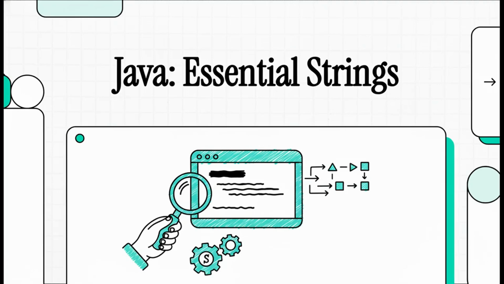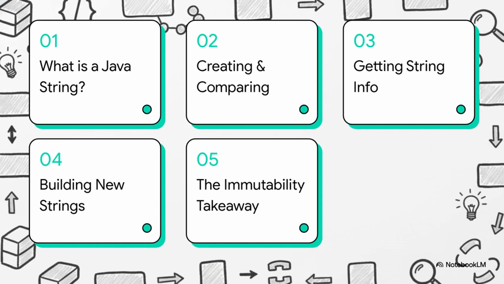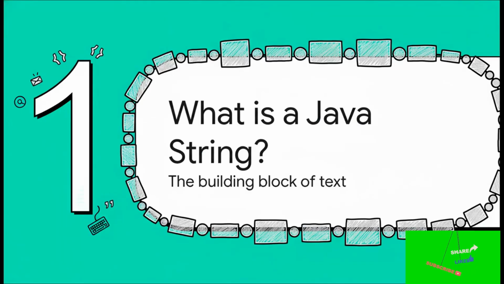All right, welcome to our explainer on the Java string. If you're just getting started with programming, really getting a handle on strings is one of the biggest first steps you're going to take. So here's what we're going to tackle. We'll kick things off with what a string actually is, then jump into how to make them and compare them. After that, we'll check out some really handy methods before we land on the single most important thing you have to remember, immutability. First up, let's get on the same page.